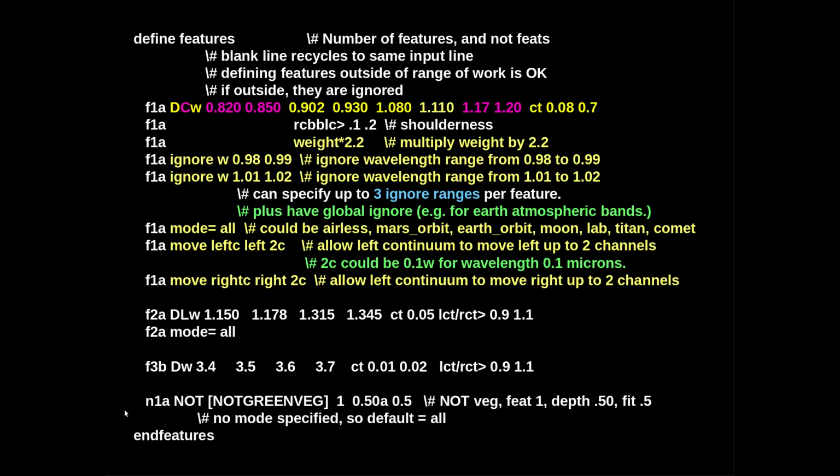Then there are also "not" features. Some materials are identified by seeing one feature but not another feature. For example, distinguishing montmorillonite from muscovite. The montmorillonite 2.2 band is pretty much identical in both compounds, but muscovites have a second band at 2.3 microns. So for montmorillonite, we would have a "not muscovite" feature defined.